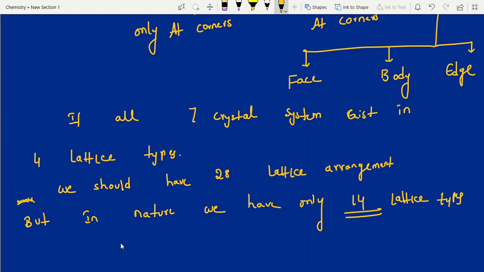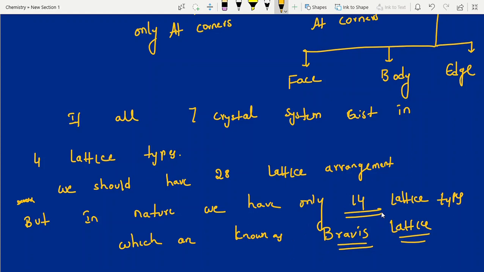These are known as Bravais lattices. Bravais, a scientist, has given this point, and that's the reason we call it Bravais lattice. Actually, we expected 28, but in nature the availability is only 14. Who has given this point? Scientist Bravais. That's the reason we call these 14 lattice types Bravais lattices.